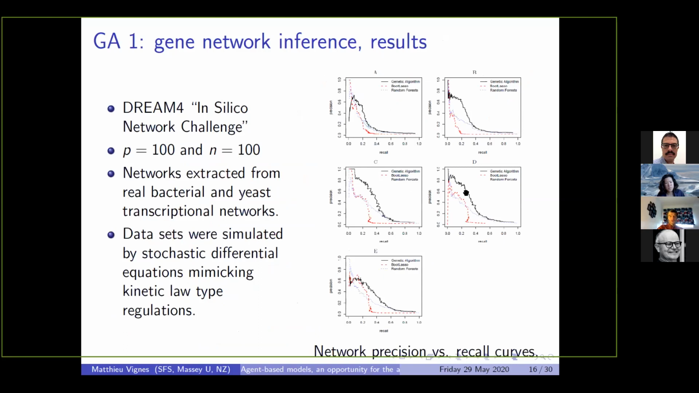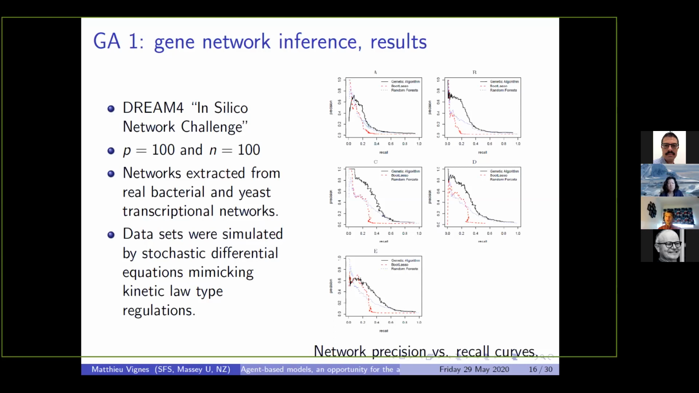Yes, so that's very quickly the results we obtained. The data we picked was an in silico network reconstruction challenge with networks of size 100, and the sample size was 100. So it's not really the high dimensional case, it's moderately high, low dimensional. The networks were supposed to be plausible, and the data sets were simulated through stochastic differential equations that mimic chemical reactions, but we didn't know how the data was simulated.